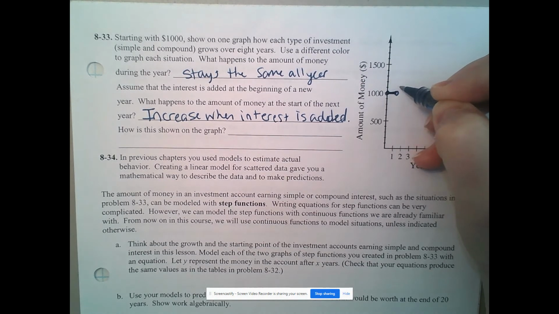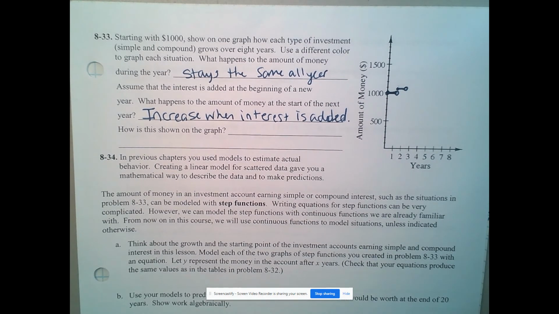And then the next one would have to go up. So our next one was $1,080. So it should be pretty darn close on this one. And then it's going to go for the year and then be an open circle. So each one of these is going to have a single day when the interest gets added.